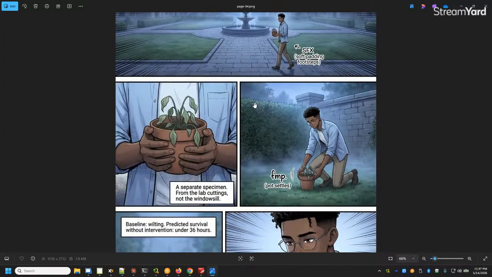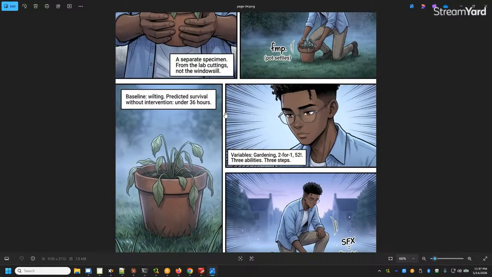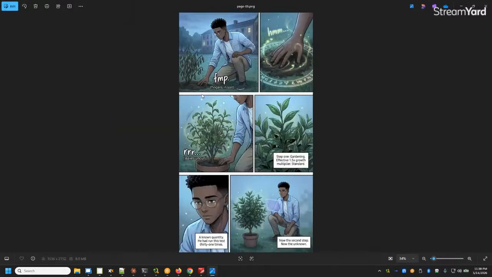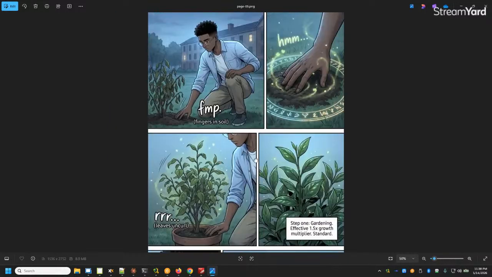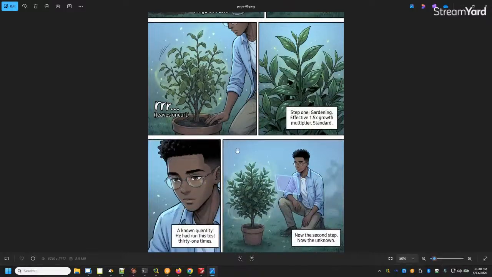A separate specimen from the lab cuttings, not the windowsill. Okay. Baseline wilting, predicted survival without intervention under 36 hours. Variables: gardening, 2 for 1, 52 factorial, three abilities, three steps. And 52 factorial means it grows instantly. Step one, gardening, effective 1.5 growth. Well, that's not 1.5 growth. No way, but that's okay.